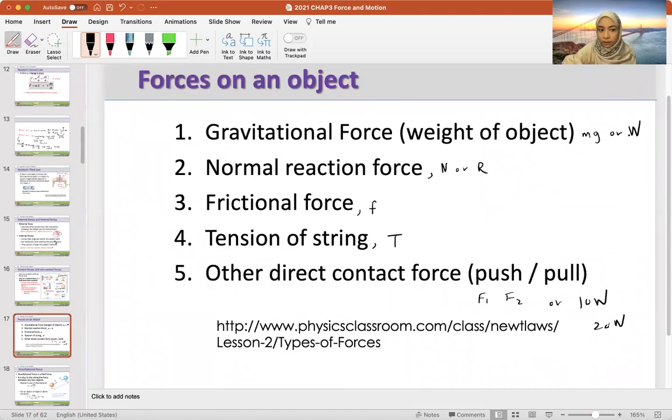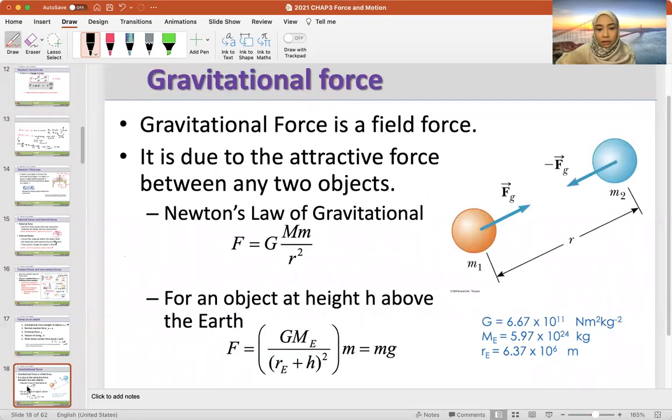Mg or W, capital W, N or capital R, small f for friction, and tension is capital T. Gravitational force is a field force.